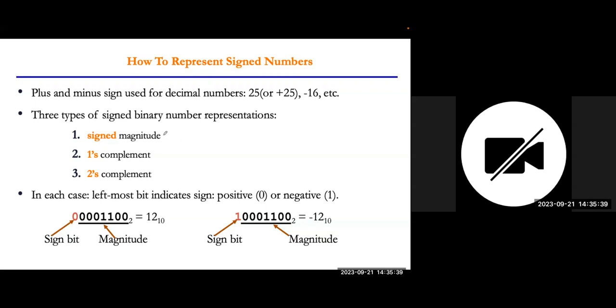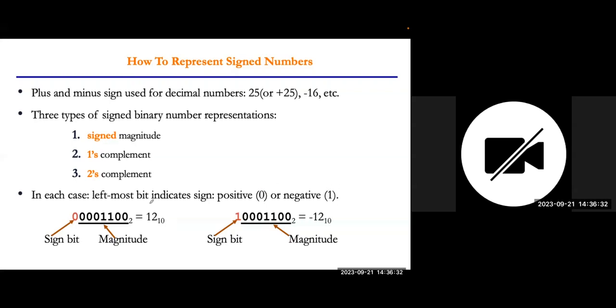In the first one, signed magnitude, the leftmost bit of any binary number indicates the sign. Like if you have a number such as 10001, the leftmost bit represents the sign and the remaining bits represent the magnitude. We call this the signed magnitude representation of a binary number. Positive numbers are represented with the 0 bit and negative numbers are represented with the 1 bit.